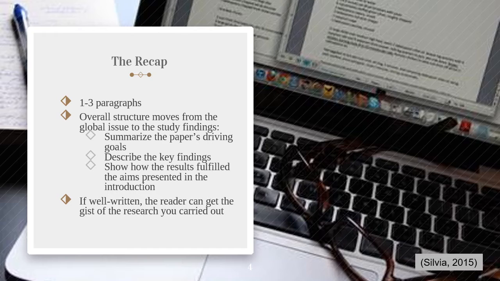If it's a well-written recap, the 1 to 3 paragraphs, a reader can get the gist of your study just by reading that recap. They'll know the rationale, they'll know what you did and found, and they'll get a sense of what it means. So let's take a look at what you do after your recap.